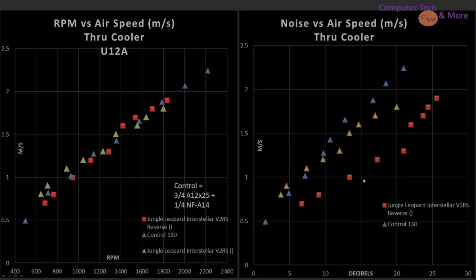Now we're looking at performance through my CPU air cooler, the Noctua U12A. It's a fairly thick air cooler. And we're measuring airspeed versus RPM here on the left graph. So this is blade efficiency. It's how good is this blade design at shoving air through a cooler.